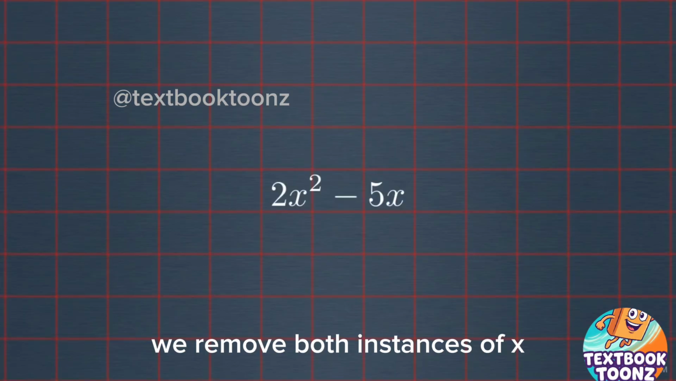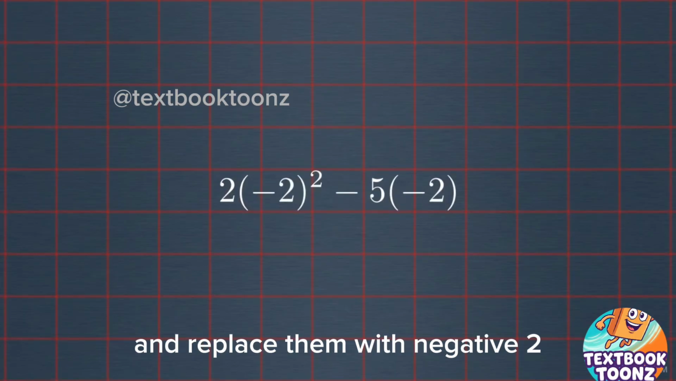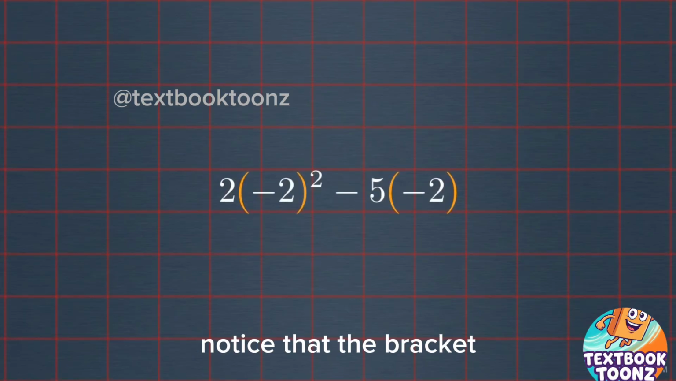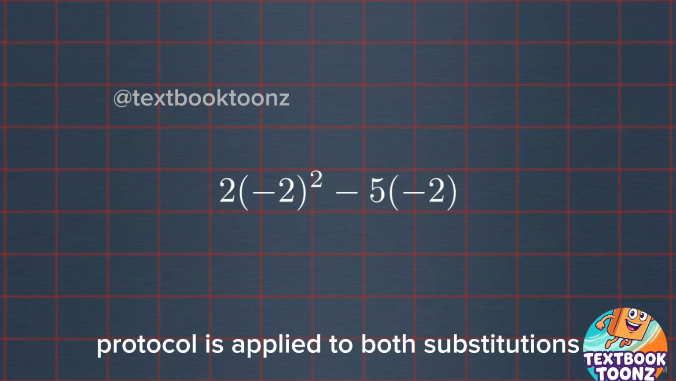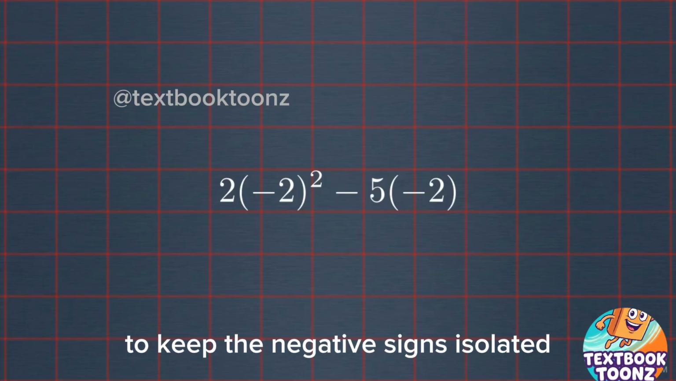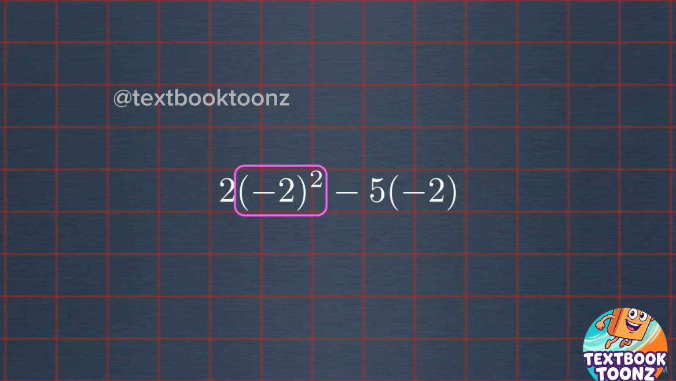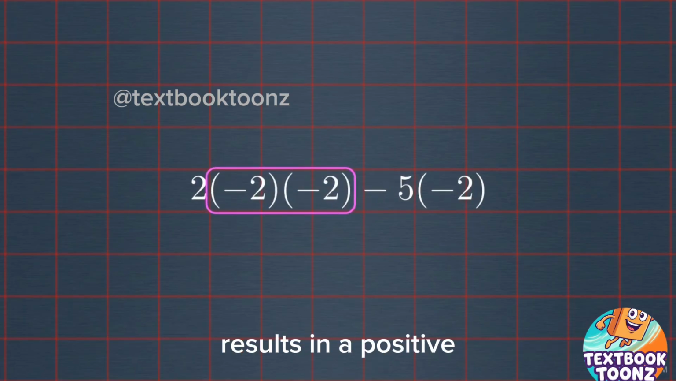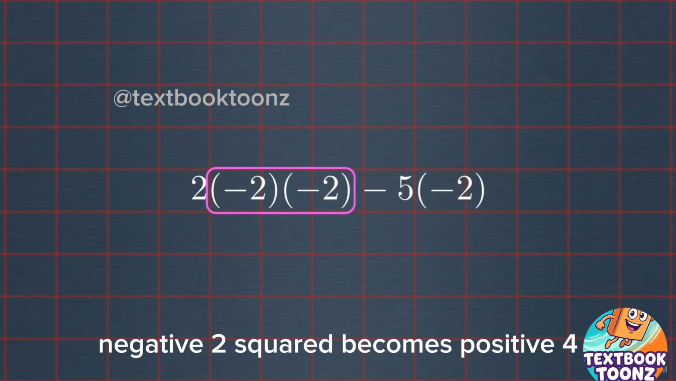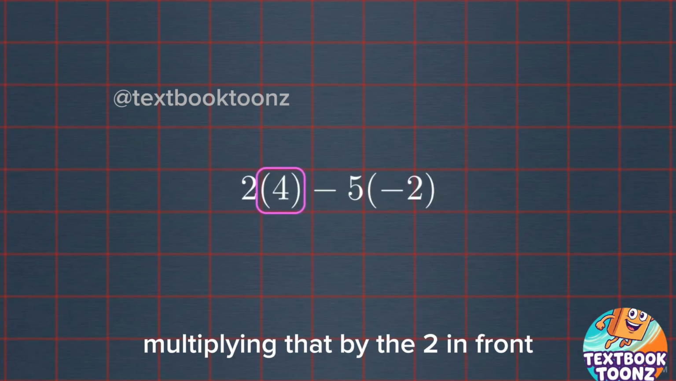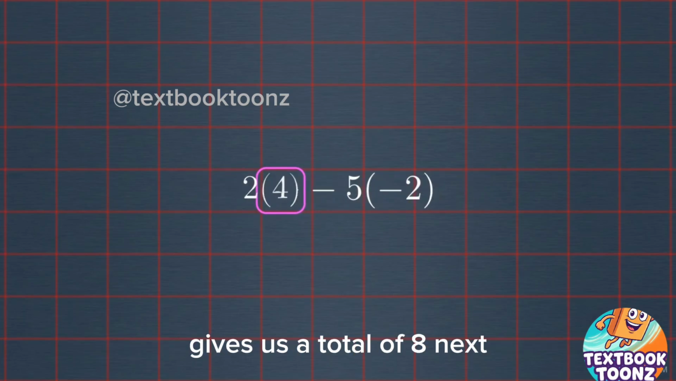We remove both instances of x and replace them with -2. Notice that the bracket protocol is applied to both substitutions to keep the negative signs isolated. We start with the exponent, -2 squared. Since a negative multiplied by a negative results in a positive, -2 squared becomes +4. Multiplying that by the 2 in front gives us a total of 8.